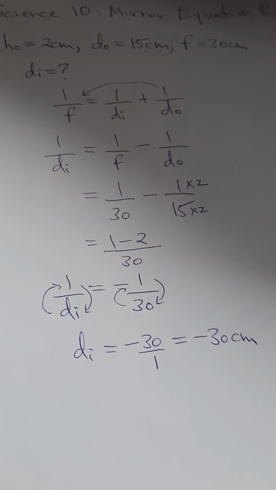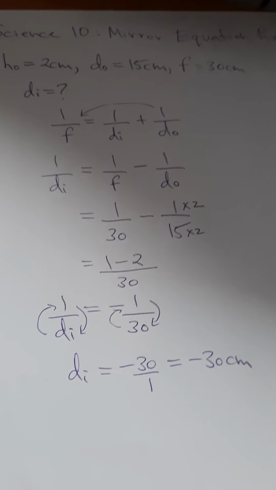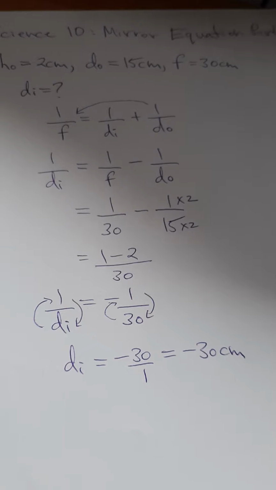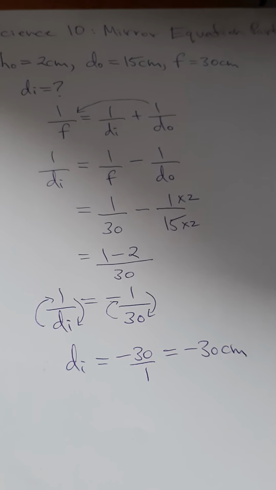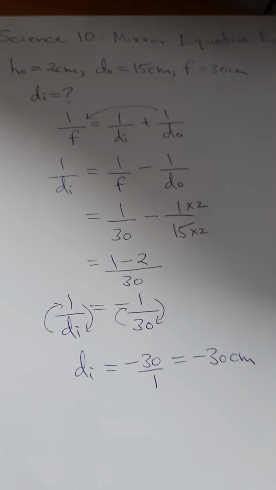Does everyone see how to do that? I can see the mirror equation is very simple. Make sure you're doing the common denominator, especially if your answer is a decimal. I want to do the common denominator to get just the exact answer here.